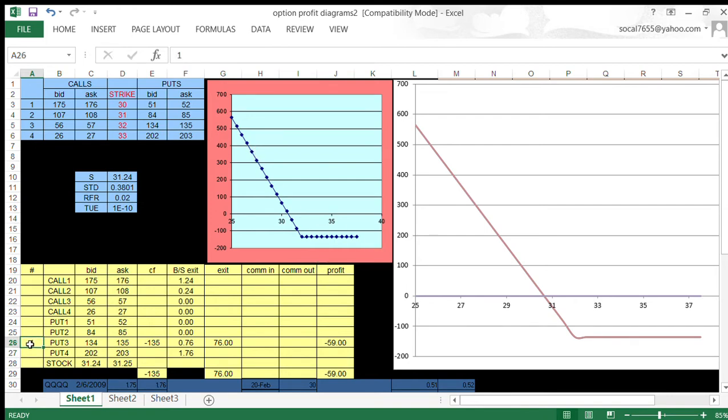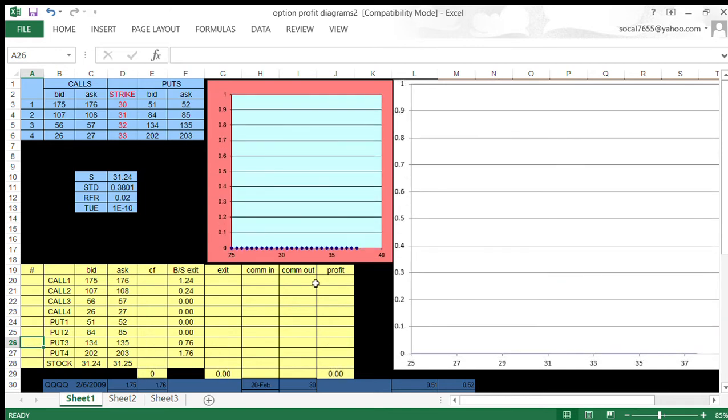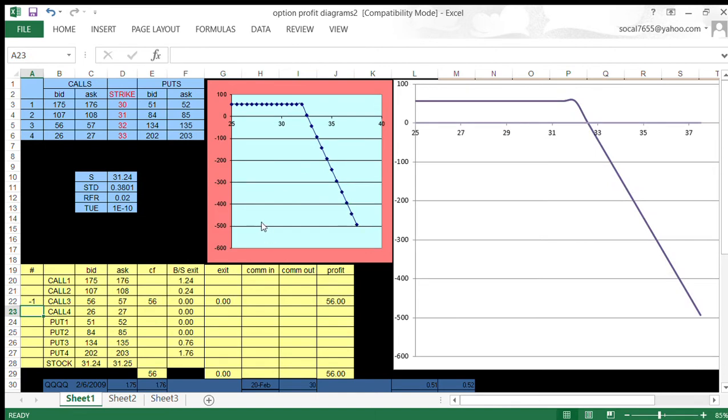And we'd buy a put if we were bearish, we'd buy a call if we were bullish. What if we're neutral on a stock? Well, if we're neutral on a stock, neutral means we don't think the price is going to move up or down a lot, then we might write a call. So let's say the stock price is 31.24. I might choose to write call 3. So take a short position in call 3, and then there's my profit diagram. And we see that, again, we have one break even.